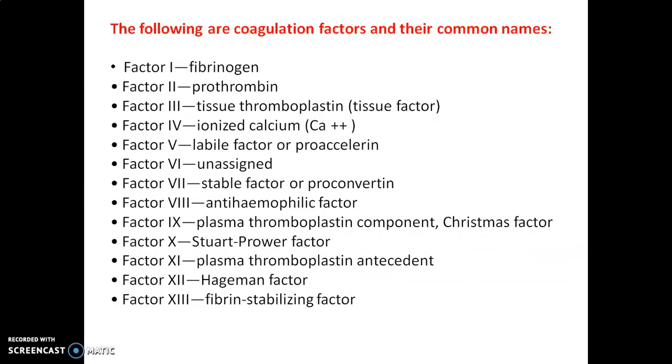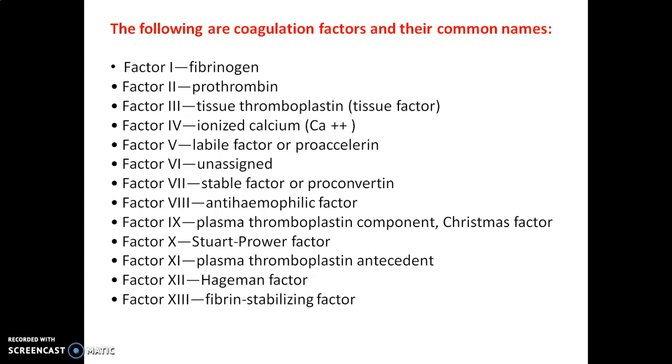Now various coagulation factors are there, starting from factor 1 to factor 13. Suppose factor 1 is there, it is named fibrinogen. Factor 2 is called prothrombin. Factor 3 is tissue thromboplastin. Factor 4 is the ionized calcium. Factor 5 is the labile factor or proaccelerin. Factor 6 is unassigned. Factor 7 is stable factor or proconvertin. Factor 8 is anti-hemophilic factor. Factor 9 is called Christmas factor or plasma thromboplastin component.